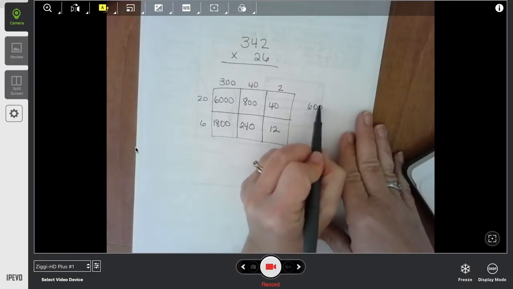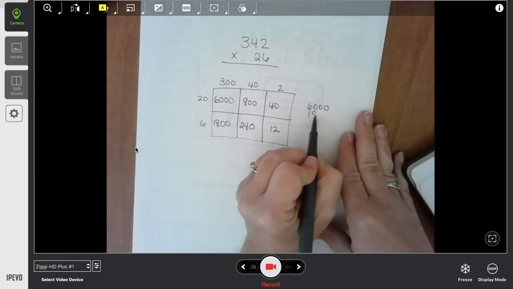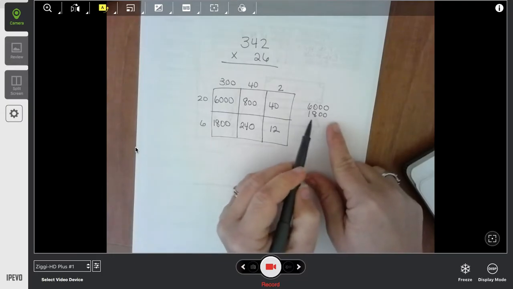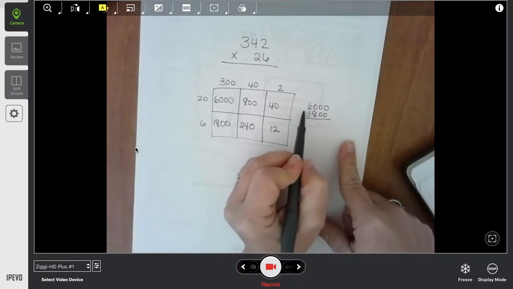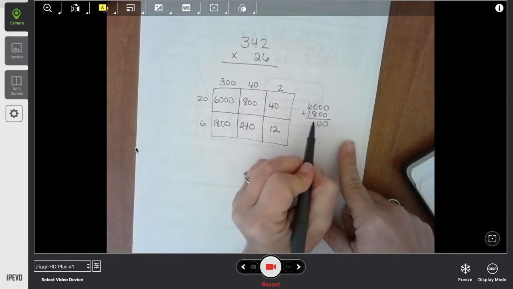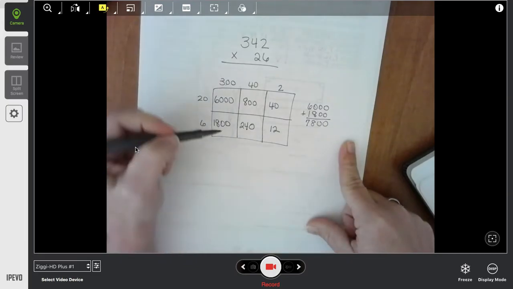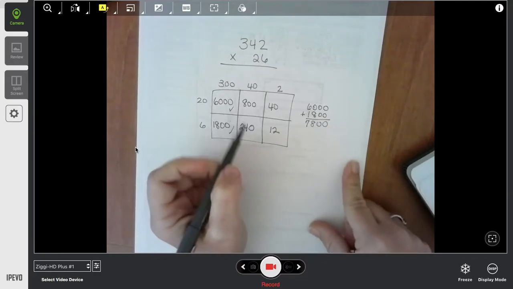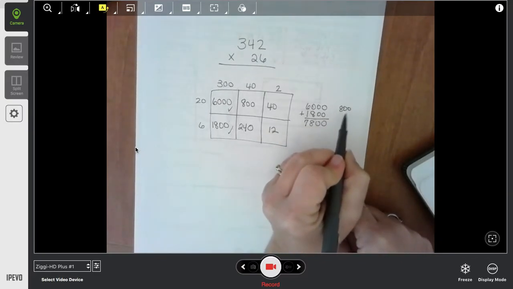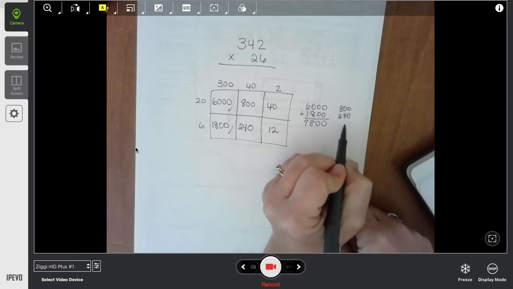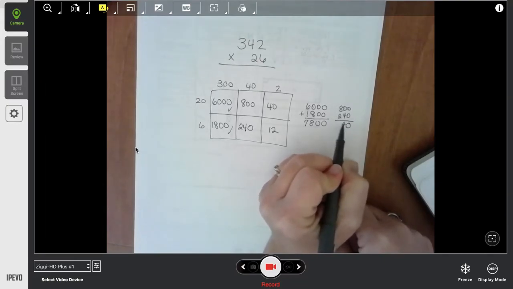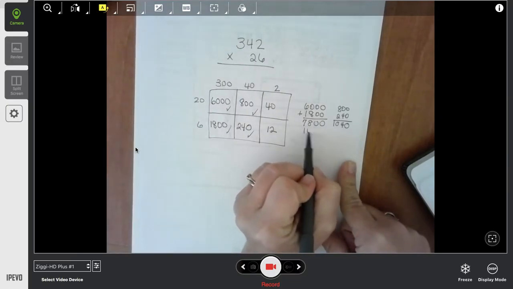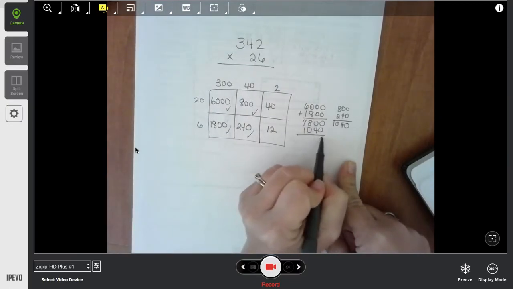Then we're going to add all of our numbers together. I'm going to take special care that I do not misalign my place value. And I like to add just 2 at a time, so it prevents some silly mistakes. Okay? And I usually put a check in the box that I've already added. Then I'm going to do 800 and 240, because those have the same place value. And I got 1040.